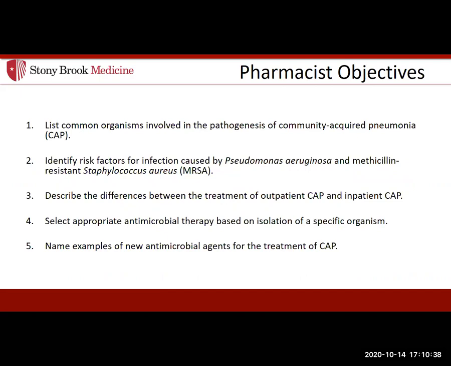So in terms of pharmacist objectives for today, we're going to list common organisms involved in the pathogenesis of community-acquired pneumonia. We will identify risk factors for infection caused by Pseudomonas and methicillin-resistant Staph aureus, or MRSA. We will describe the differences between the treatment of outpatient and inpatient CAP. We will select appropriate antimicrobial therapy based on isolation of a specific organism. And finally, we will name examples of new antimicrobial agents for the treatment of CAP.